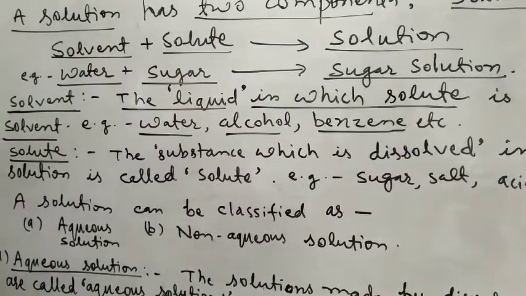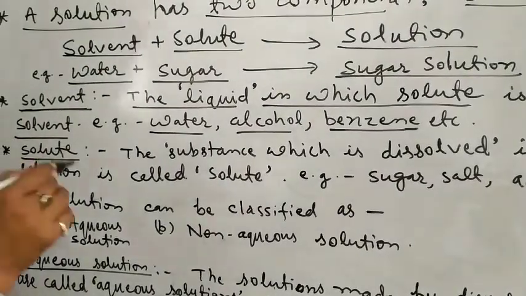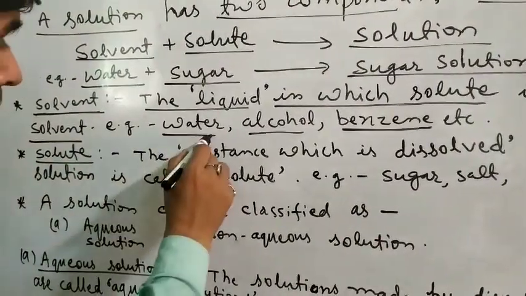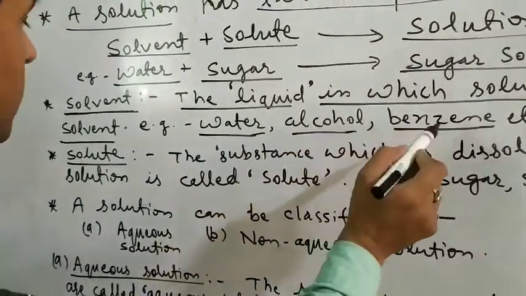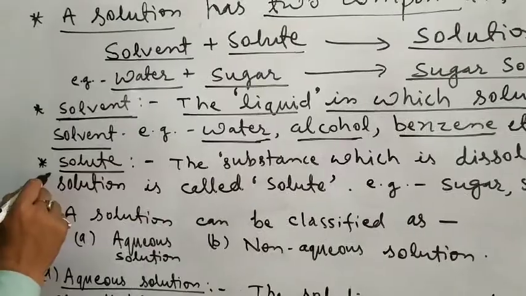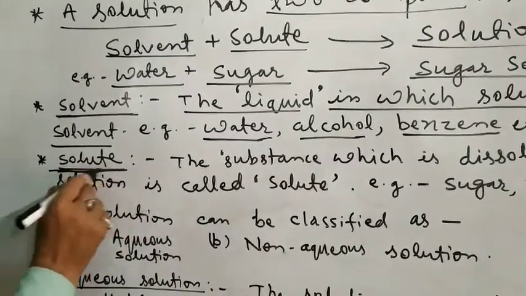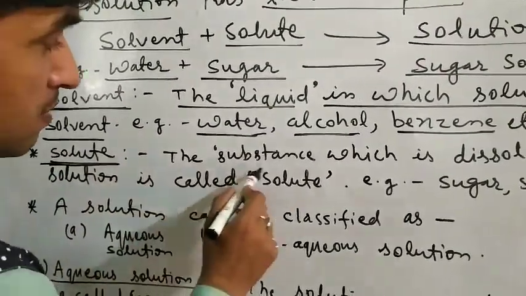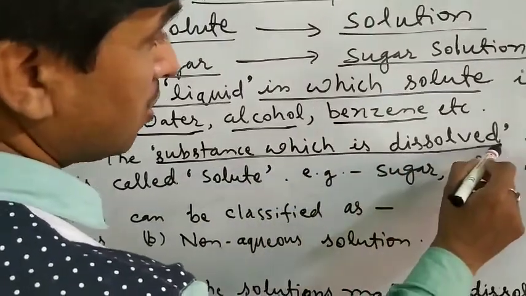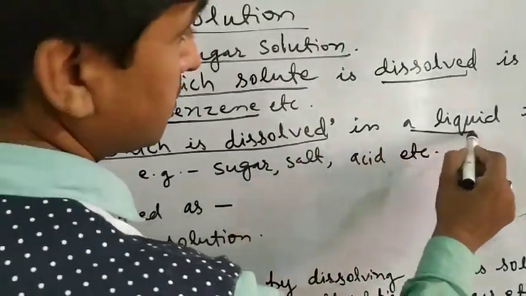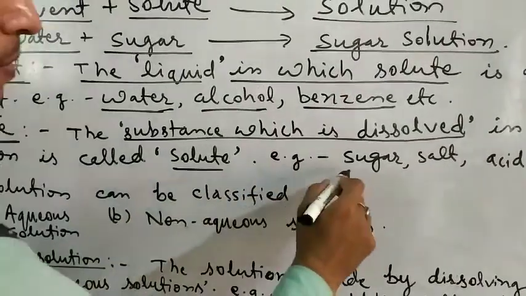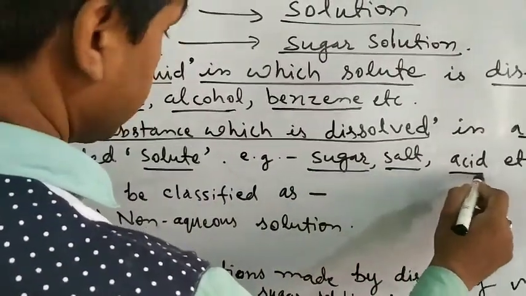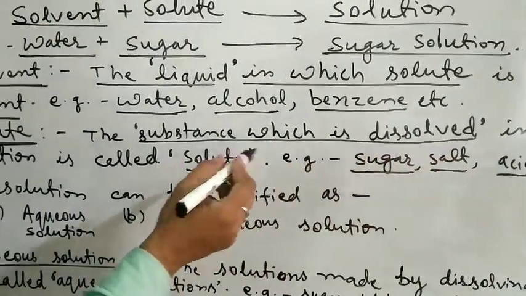There are two types of solvent: aqueous solvent and non-aqueous solvent. Aqueous solvents are water and non-aqueous solvents are alcohol, benzene, carbon tetrachloride, etc. Now we have to explain solute. The substance which is dissolved in a liquid to make a solution is called solute. For example, sugar, salt, acids are examples of solutes.